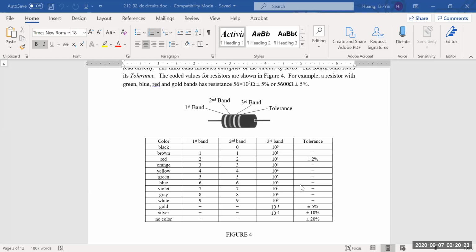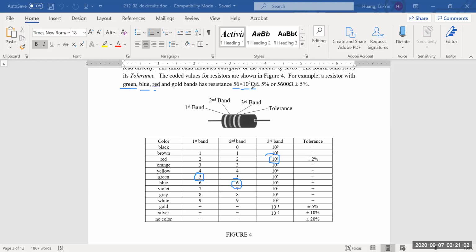So how to read off the resistance value of this resistor? The first band is green, so let's locate green. Green is 5. The second band has the color blue. Blue is 6. So the first two bands give you 56. The third one indicates a multiplier. The third one is red. If you read across, that is 100, so it's multiplied by 100. So the value here is 56 times 100 ohms.